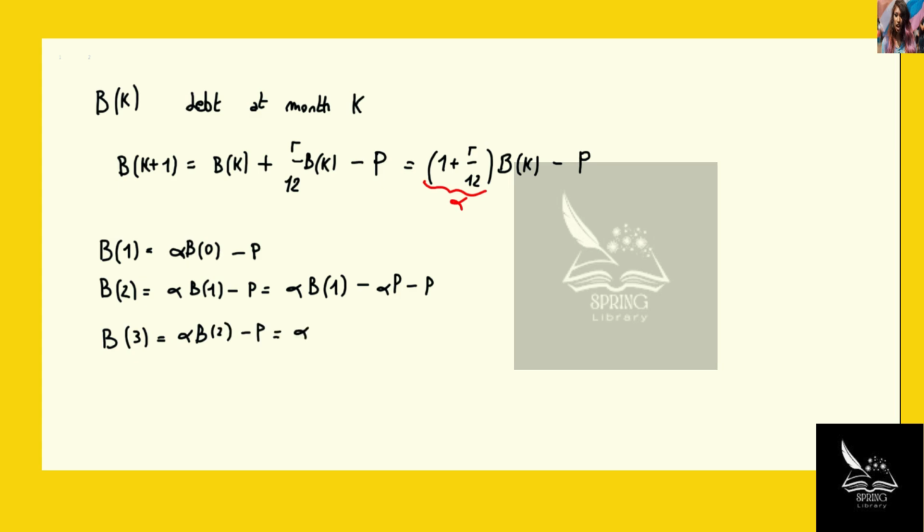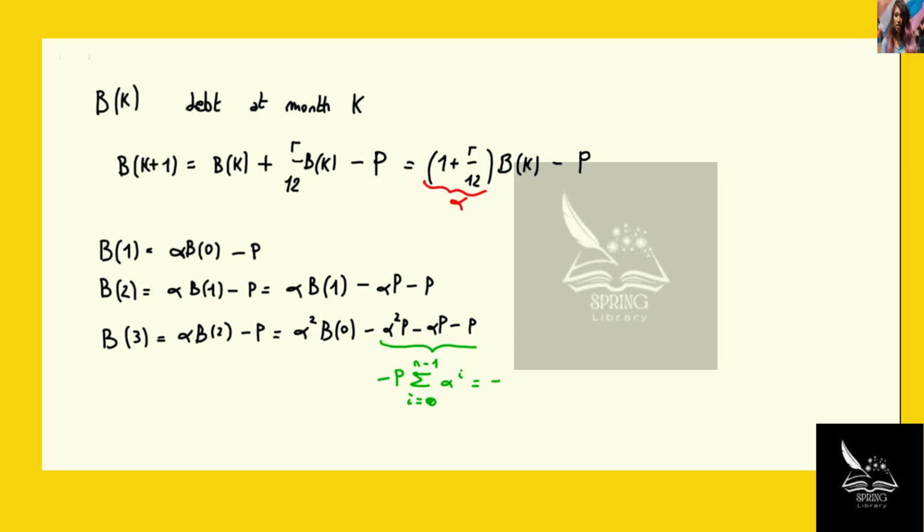Then B3, we have alpha B2 minus P, which turns out to be alpha cubed B0 minus alpha squared P minus alpha P minus P. So we see that the first term, the term with the B0, is just a power of alpha. And then we have the sum of powers of alpha with a P in front. So we can write this sum as minus P times the sum from 0 to n minus 1 of alpha^i. Because, I mean, if n is 3, we're summing from the 0th power to the 2nd power.